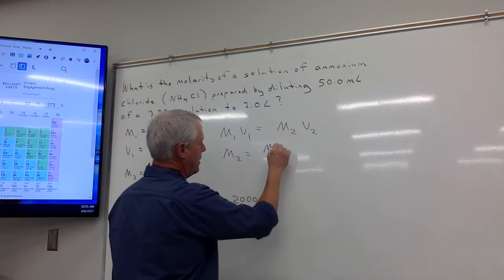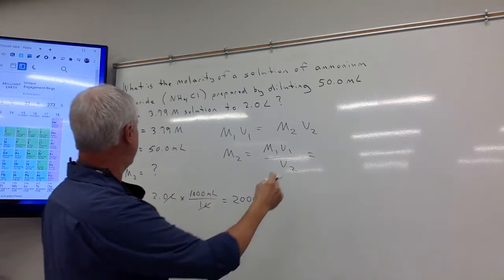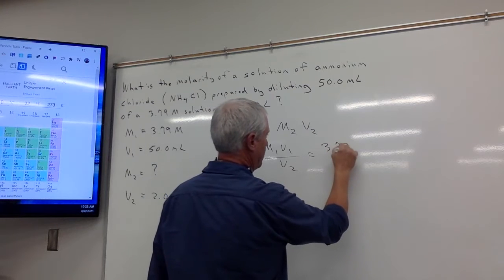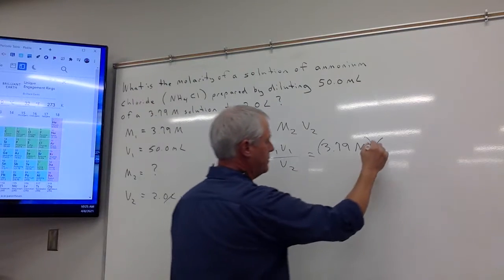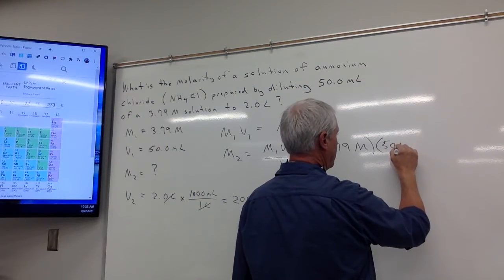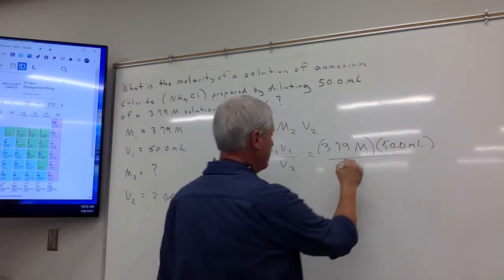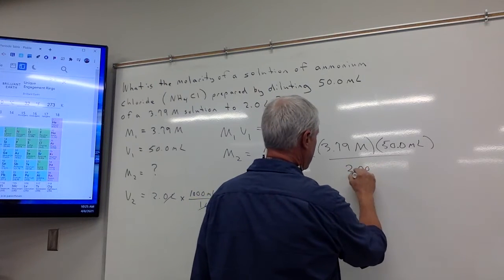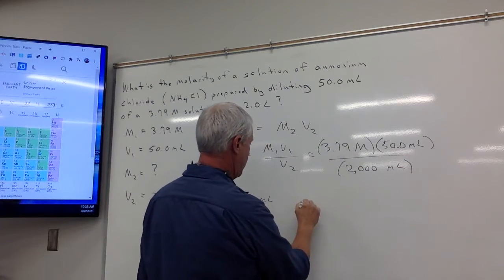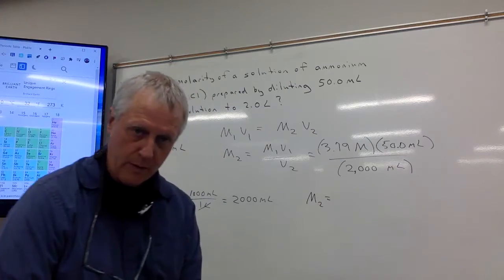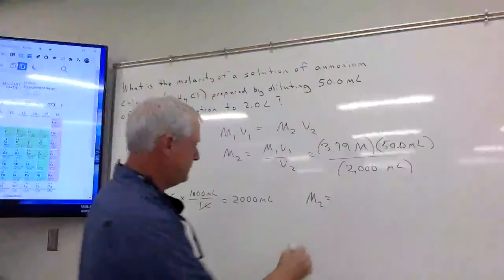We've got to transpose our equation to solve for M2. And so we have M2 equals M1 V1 over V2, which, if we plug everything in, is 3.79 molarity times the first volume of 50 milliliters, divided by the volume 2 of 2,000 milliliters. And when we calculate that value, we have 0.09 molarity.